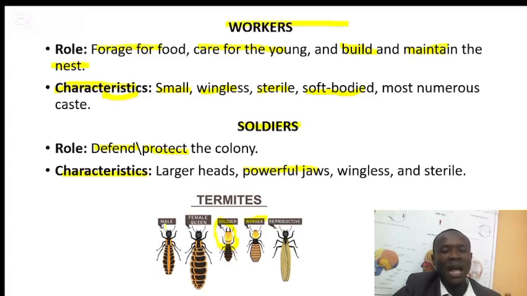The king and the queen were having wings when they were winged reproductives. Immediately they do mating, they will lose their wings.